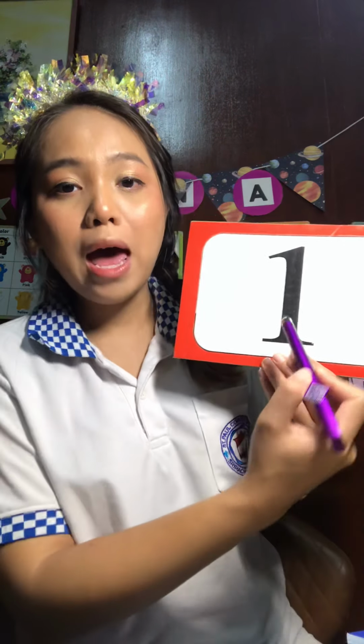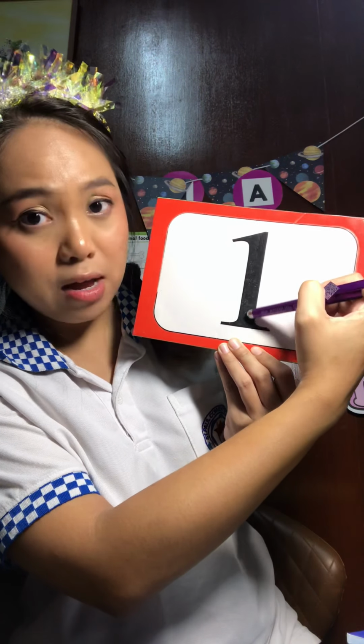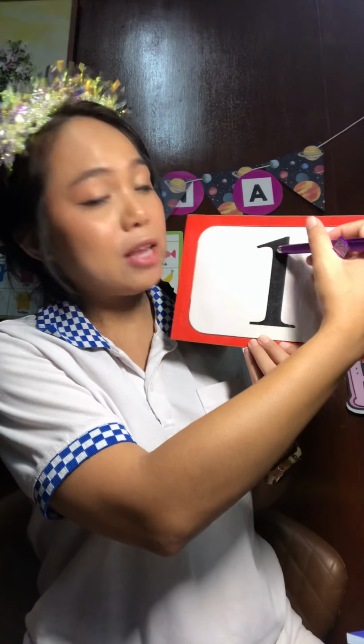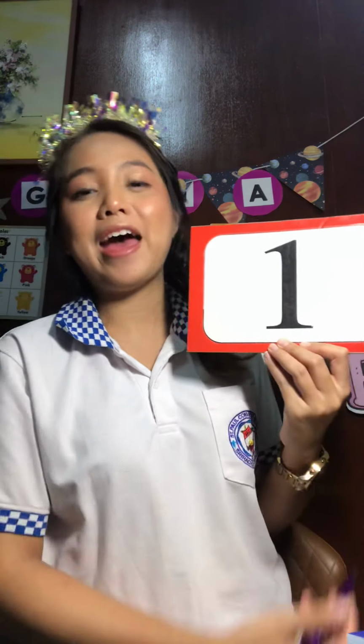All right, so let me teach you how to write number one properly. To write number one, you just go down like this, and this is number one. Show me one finger up, and drag the line together. 3, 2, 1, let's go down. Very good. So that's how you write number one.